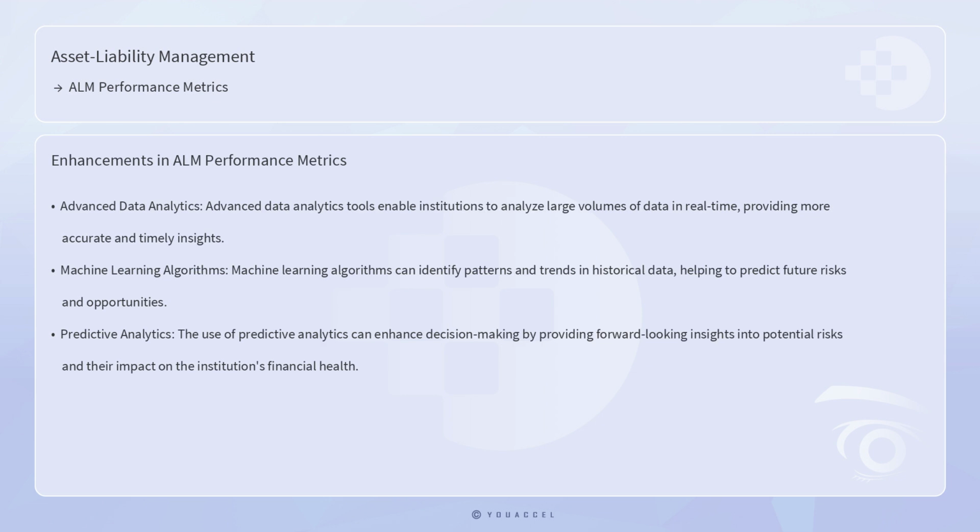The integration of technology and data analytics has further enhanced the effectiveness of ALM performance metrics. Advanced data analytics tools enable institutions to analyze large volumes of data in real time, providing more accurate and timely insights. For example, machine learning algorithms can identify patterns and trends in historical data, helping to predict future risks and opportunities. Additionally, the use of predictive analytics can enhance decision-making by providing forward-looking insights into potential risks and their impact on the institution's financial health.